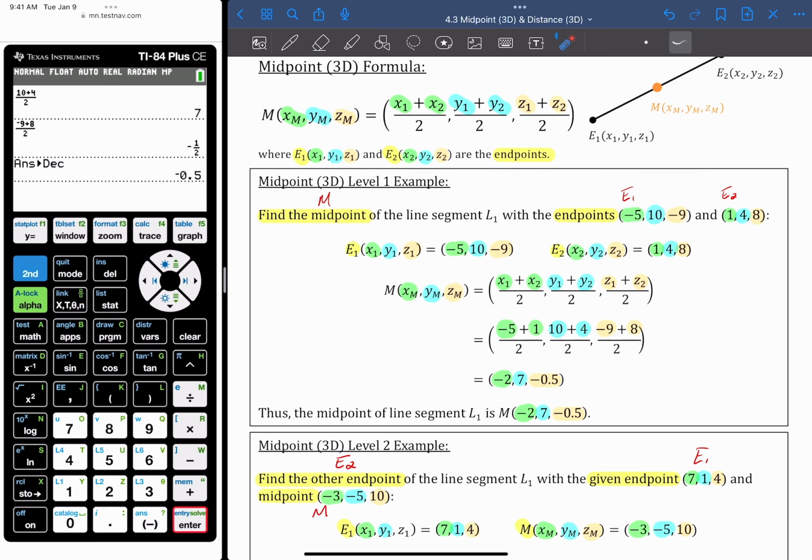So the midpoint of line segment L1 is -2, 7, and 0.5.